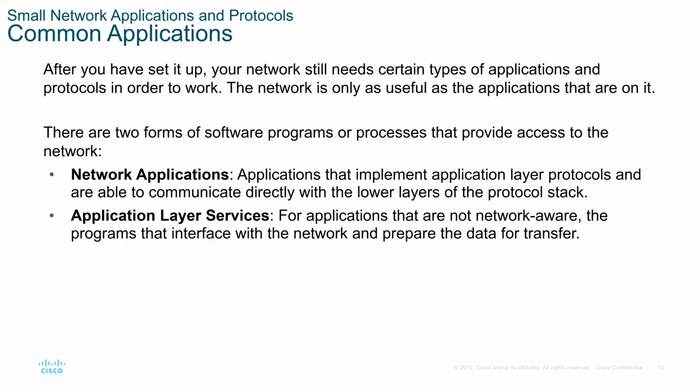There are two forms of software programs or processes that provide access to the network. The first is network applications, applications that implement application layer protocols and are able to communicate directly with the lower layers of the protocol stack. And application layer services for applications that are not network aware, the programs that interface with the network and prepare the data for transfer.